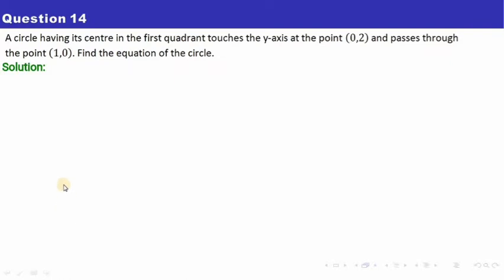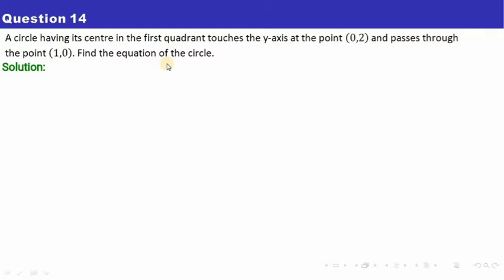Now let's move on to another question. The question says, a circle having its center in the first quadrant touches the y-axis at the point (0, 2). So again, this time also the y-axis is your tangent, and the circle passes through the point (1, 0). That means the circle passes through point (1, 0). Find the equation of the circle.